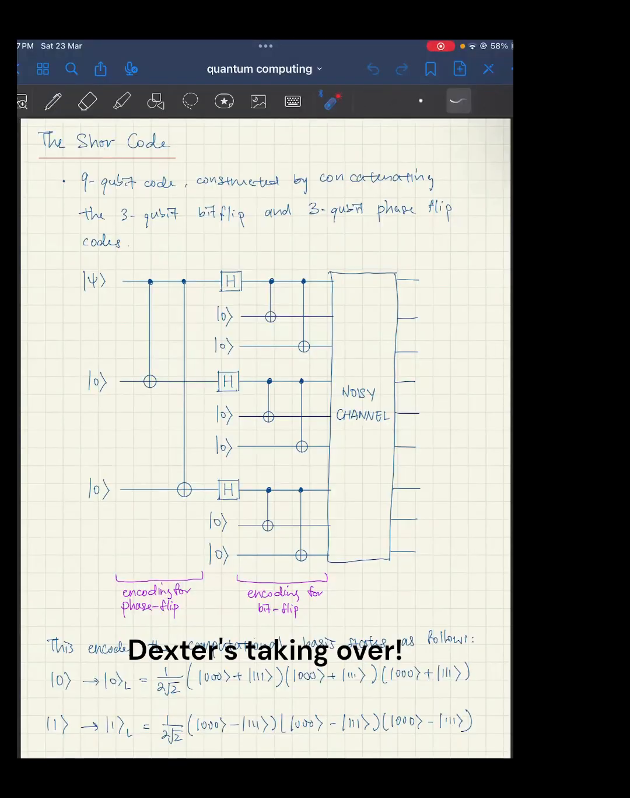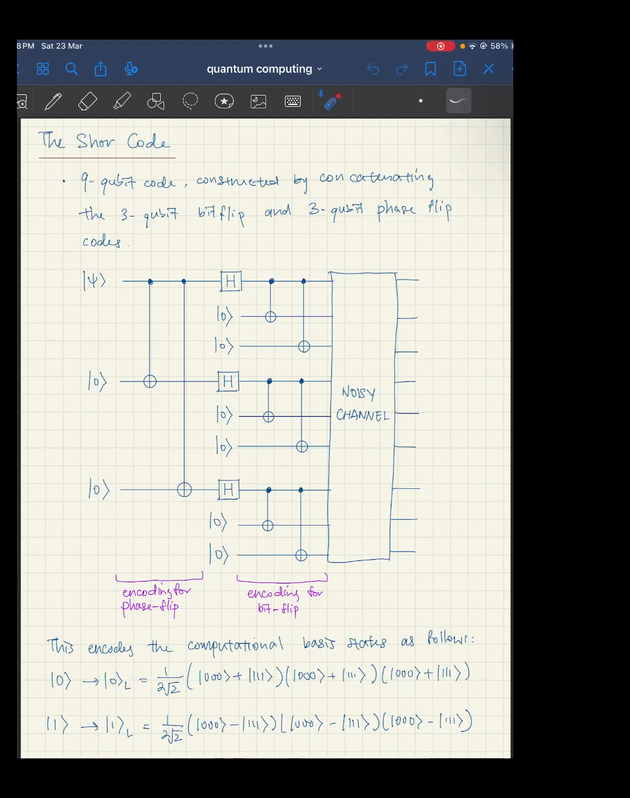Okay, hi guys, I'm Dexter and I'll be presenting on the Shor code as well as the stabilizer formalism later on. So the idea behind the Shor code is very simple. We want to correct both a bit flip and phase flip error. So by concatenating these two ideas that we've seen previously, we get what is known as the Shor code.